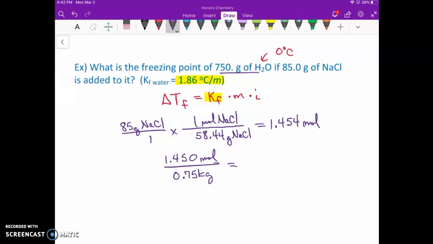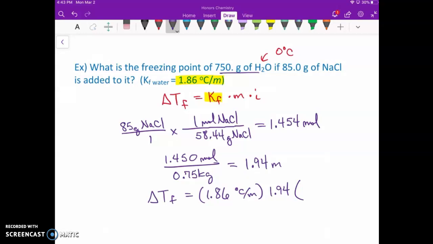And I get a molality of 1.94 molal. All right, so I'm almost done here. Delta TF equals the KF, the freezing point constant for water, which is simply a book value that was given to us in the problem, 1.86 degrees Celsius per molal, times the molality I just figured out, 1.94.